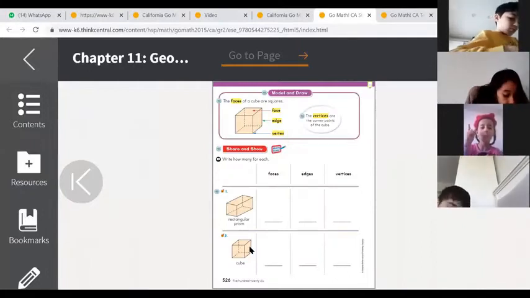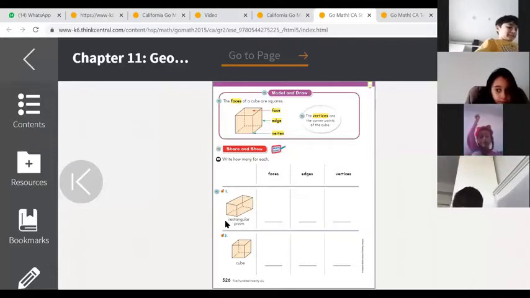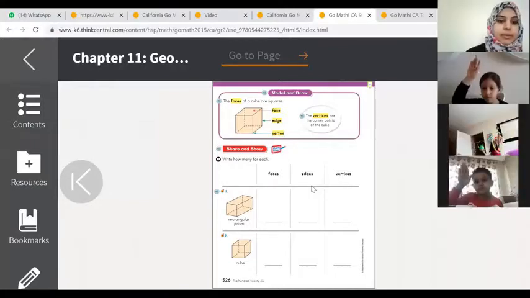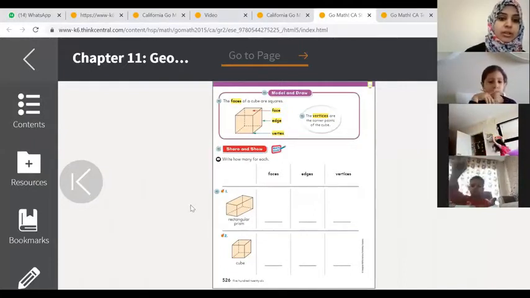Who can count for me how many faces do we have in a rectangular prism? How many edges? How many vertices? So, Rahaf, can you? Yes. Okay. How many faces do we have in a rectangular prism? 6. 1, 2, 3, 4, 5, 6. Okay. How many edges? Thank you.